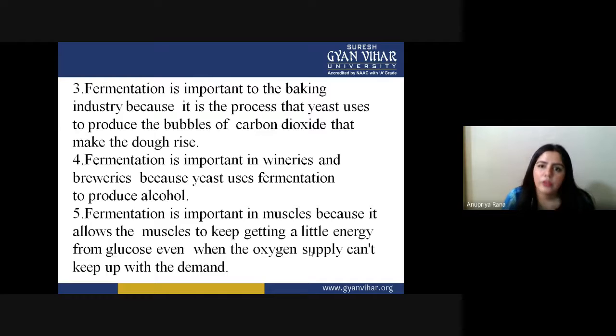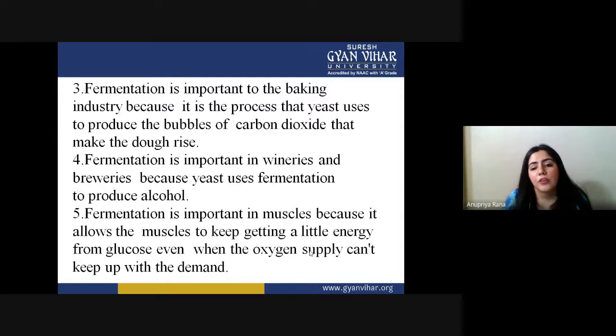Fermentation is important to the baking industry because it is the process yeast uses to produce bubbles of carbon dioxide that make the dough rise. So this whole condition is very important in the baking industry. Fermentation is also important in wineries and breweries because yeast uses fermentation to produce alcohol. Wines and beers are basically based on alcohol production, so that's why they use it.